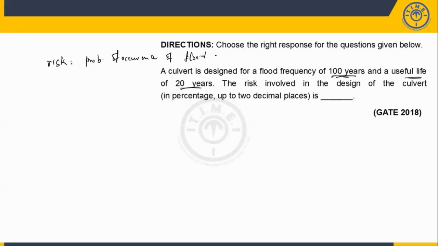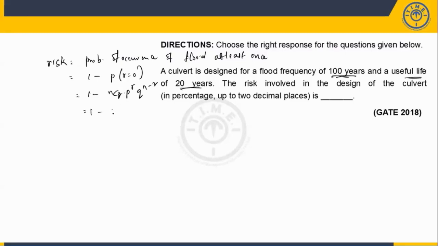Probability of occurrence of the flood at least once. Can I say probability of occurrence at least once means 1 minus probability of non-occurrence? P of R equal to 0, so 1 minus P of R equal to 0, that is nC0 · p^0 · q^(n−r).